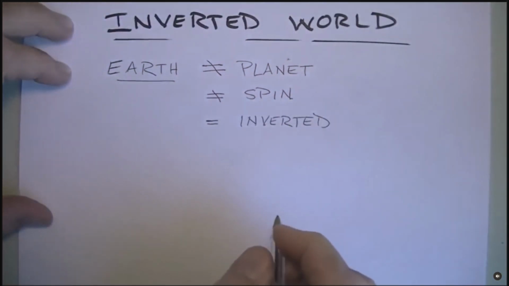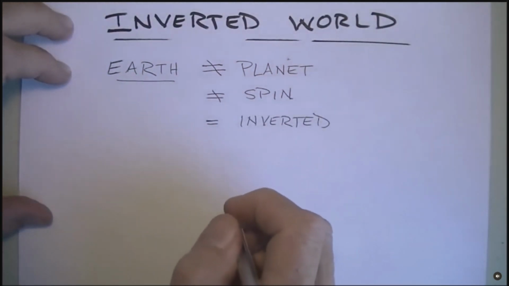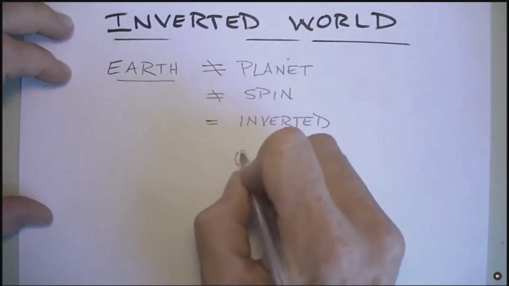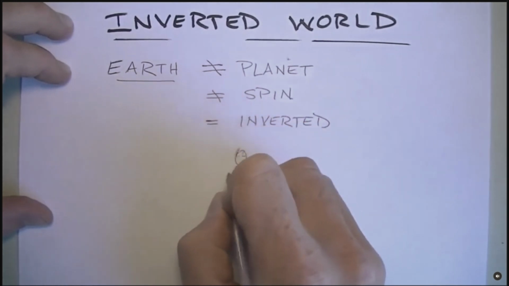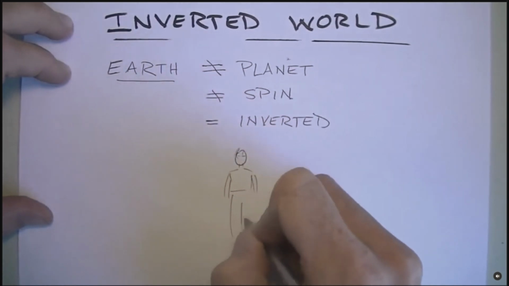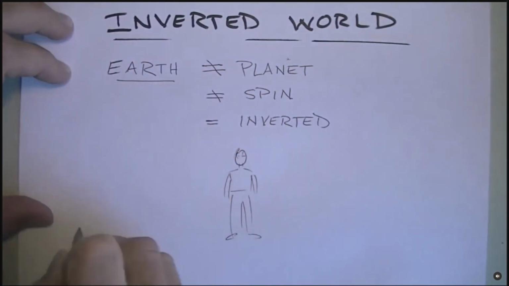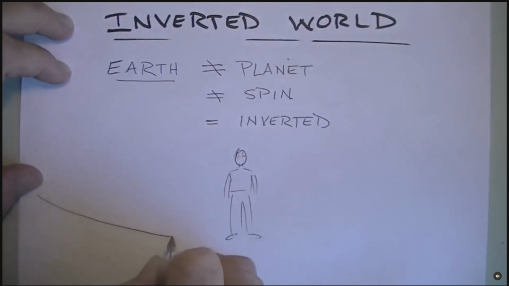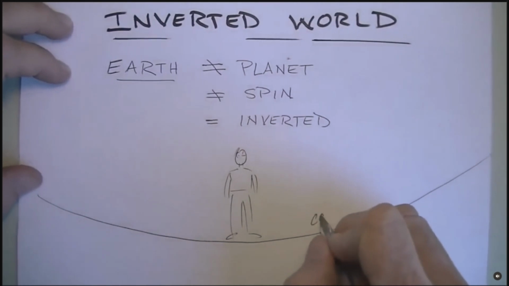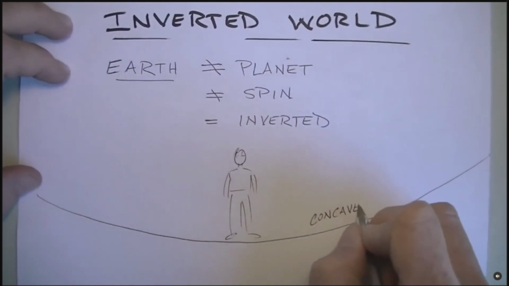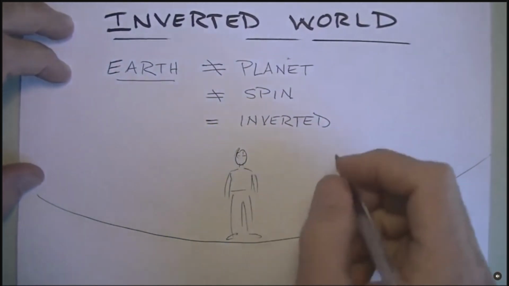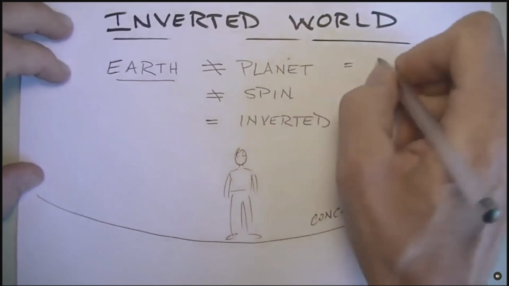Well, that means that the surface of the Earth on which you stand curves upward. So if this is you, you are standing on the inside surface of the Earth. This is called concave, okay? The concave side of Earth, which means Earth is not solid. Earth is hollow.